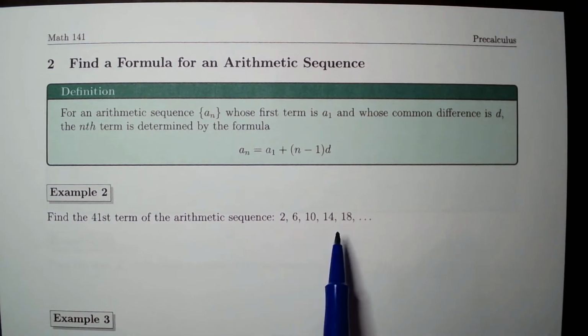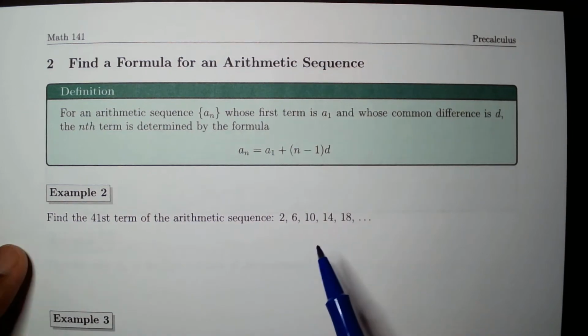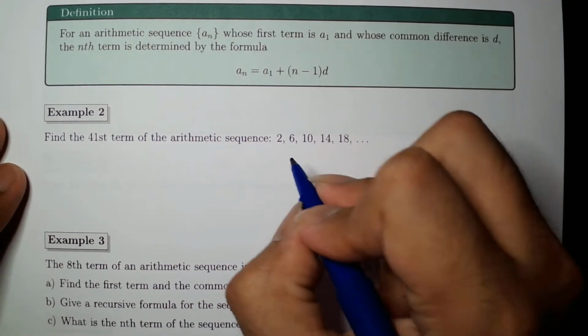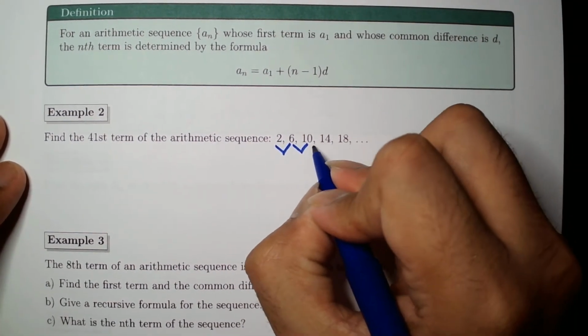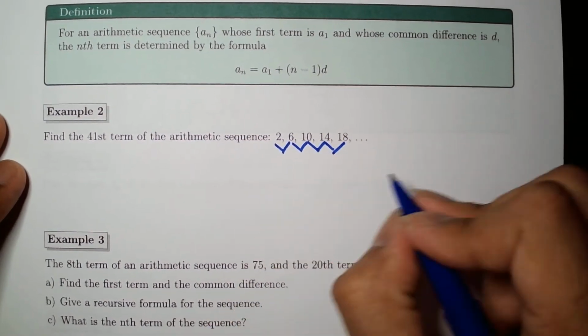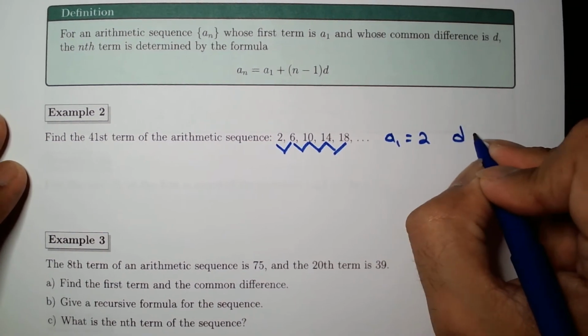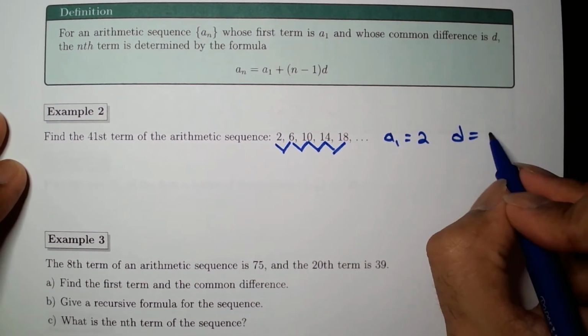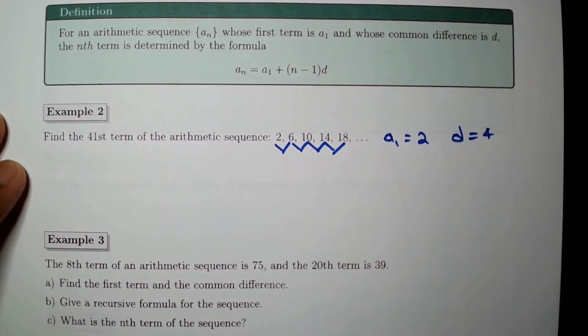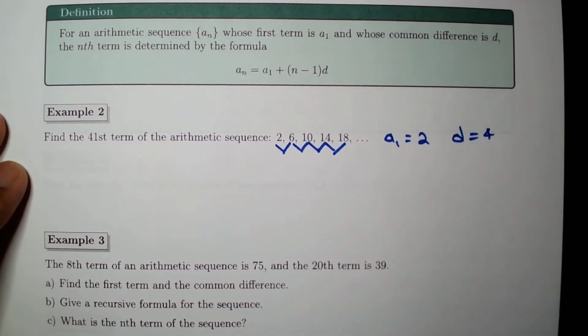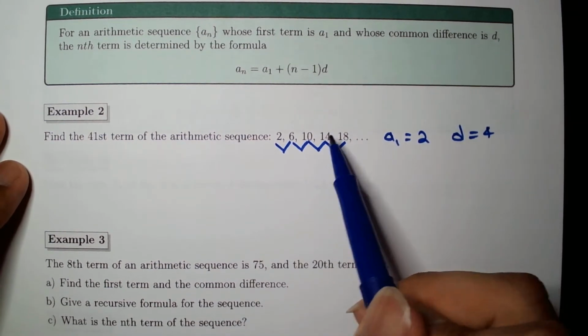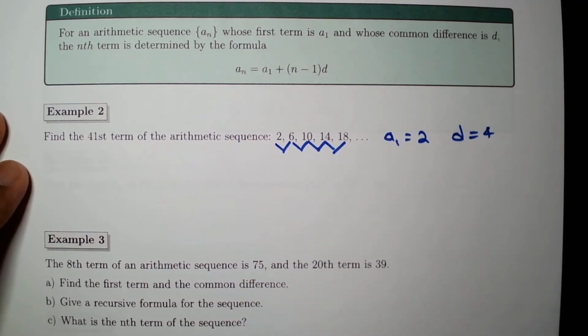So given just a couple of numbers, recognizing the pattern, identifying the common difference and the first term of the sequence. Well, in this case we have a1 equals 2, and the common difference is 6 minus 2, that's equal to 4. 10 minus 6 is also 4. So d equals 4. So what are we going to do?